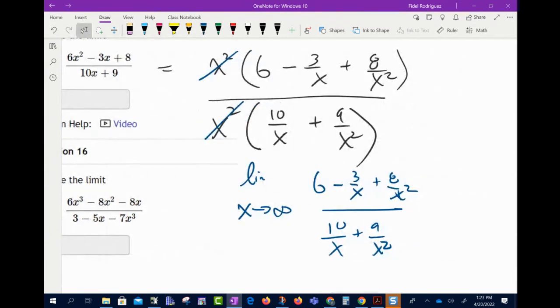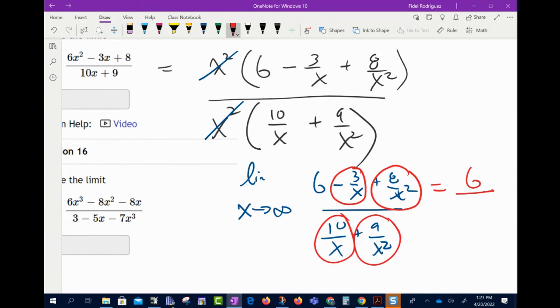Okay, so remember what we said? We said that as x gets really, really, really big, this piece here is going towards 0. This piece here is going towards 0. So that's 6 on the top. This piece here is going towards 0. So is this one here. So that bottom number is getting closer and closer to 0, right?